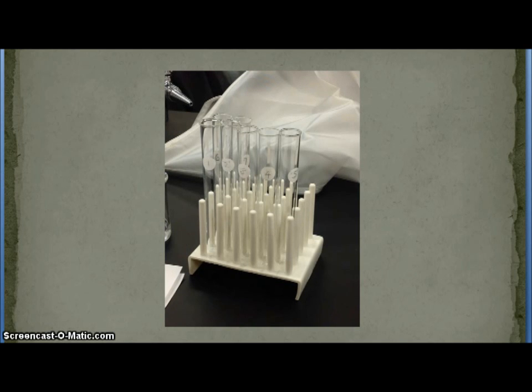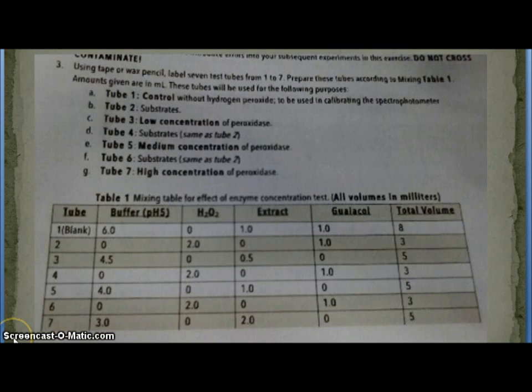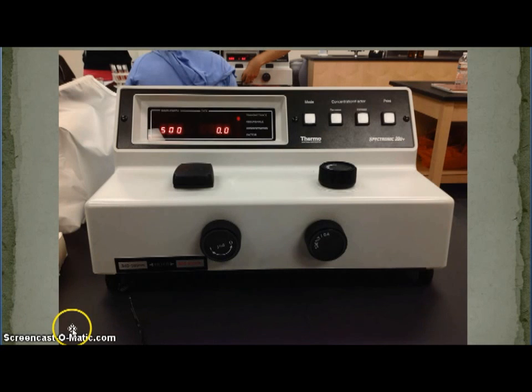To start, we got 4 clean test tubes and a box of cuvettes. We also got 4 pipettes and labeled each one to not contaminate the others. This is a table that shows the amount of each chemical that we have put into the test tubes. Using the spectrometer, we adjust the wavelength to 500 nanometers after blanking it.